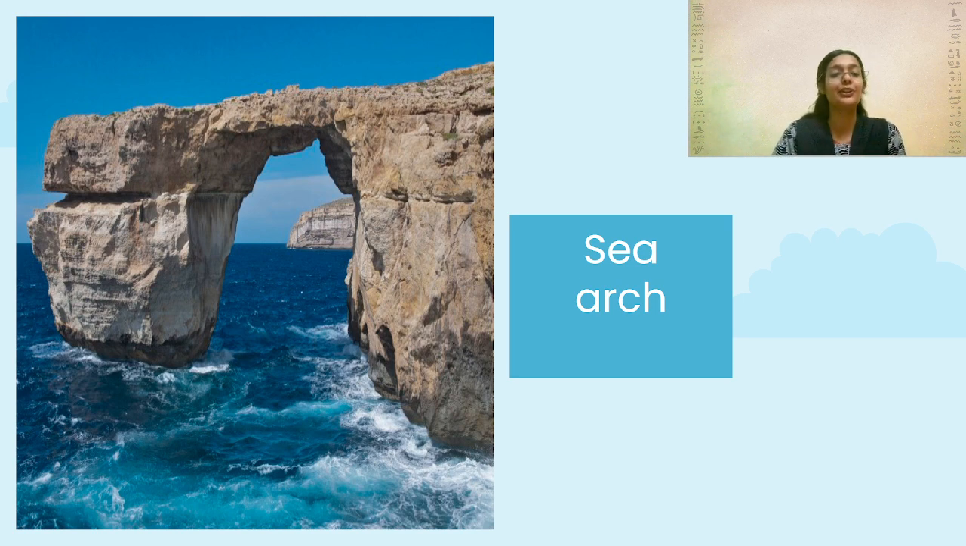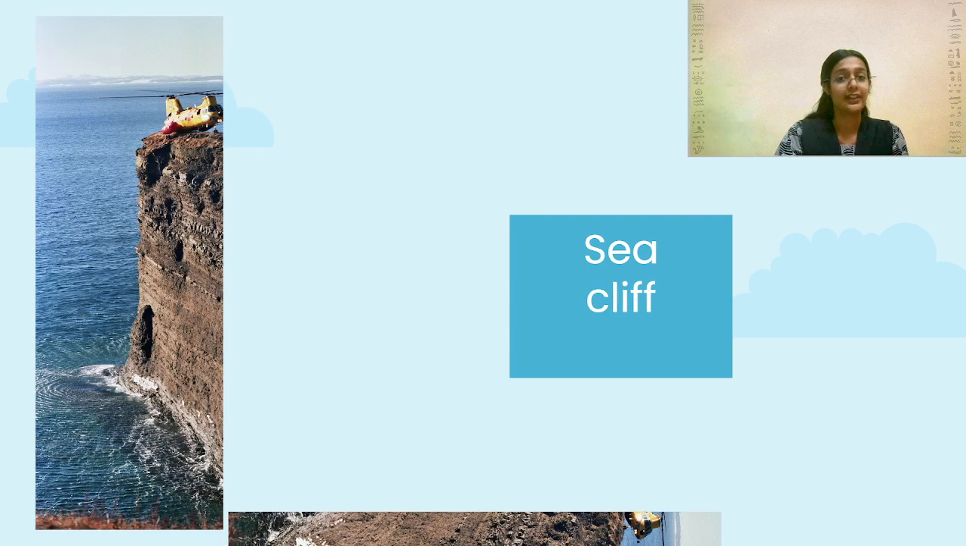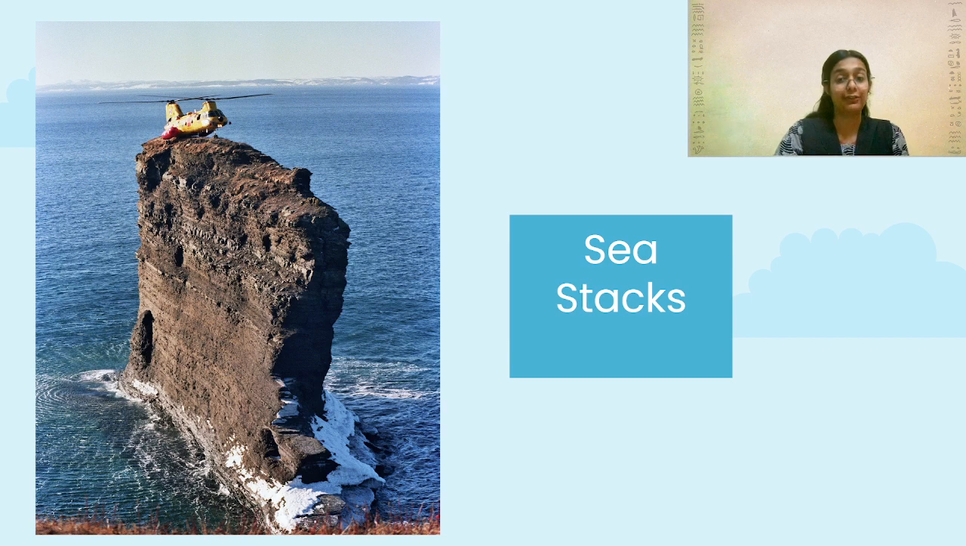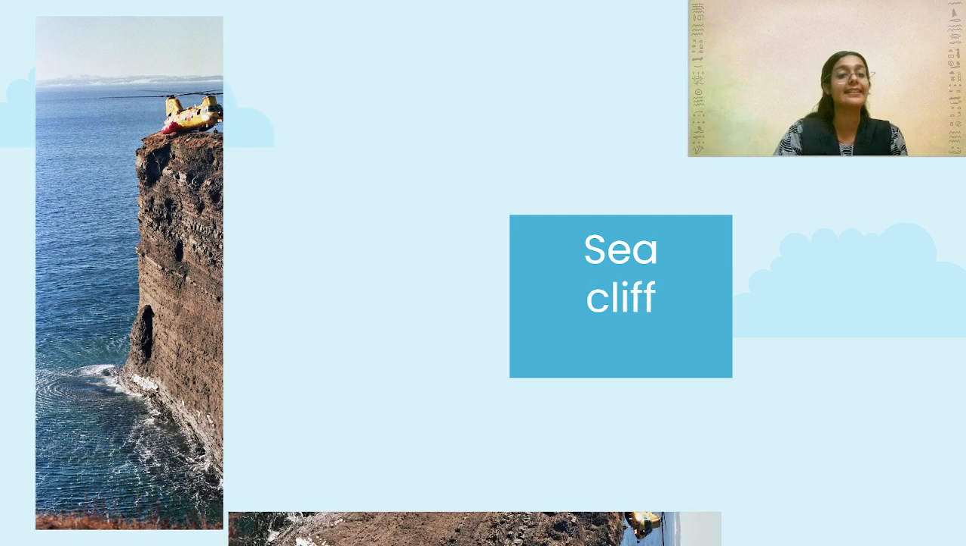And then, slowly, due to wind and water, the sea arch is formed into a sea cliff. Before moving to this stage of sea cliff, it is in the form of a sea stack. And slowly, one part falls apart and it's known as a sea cliff. So, this was all about the sea waves and the different exogenous forces of river.